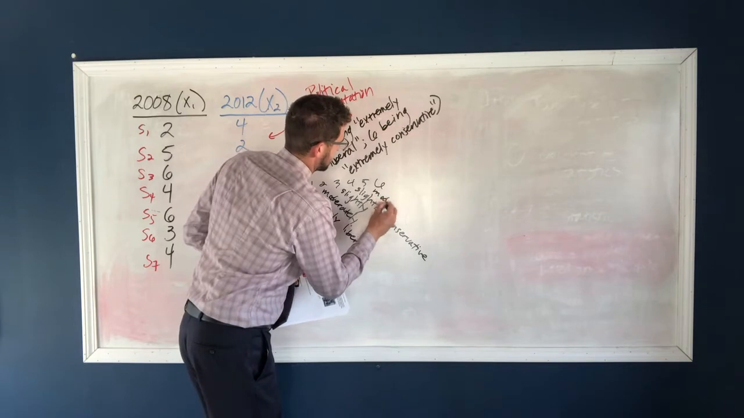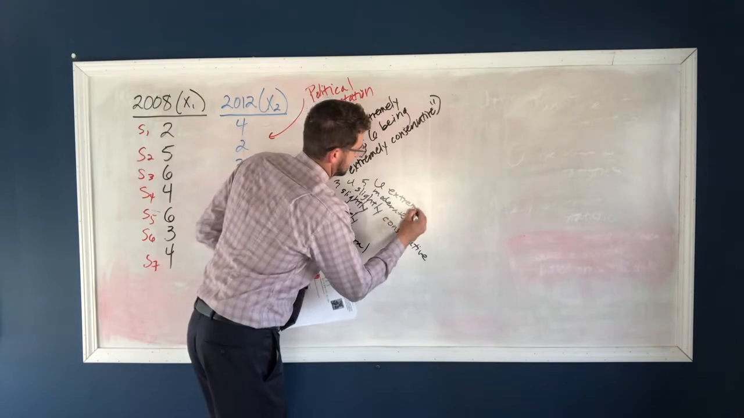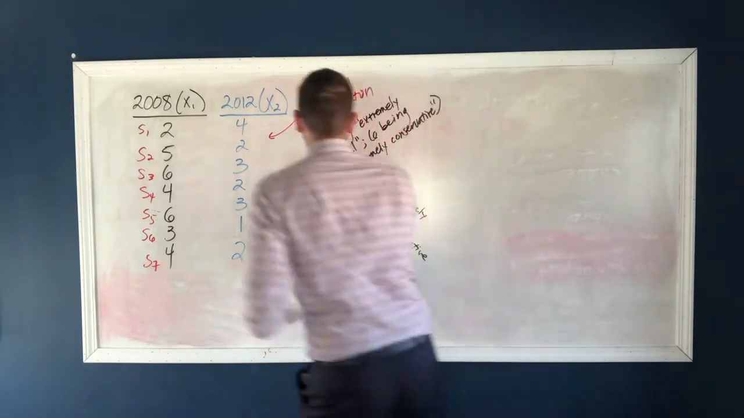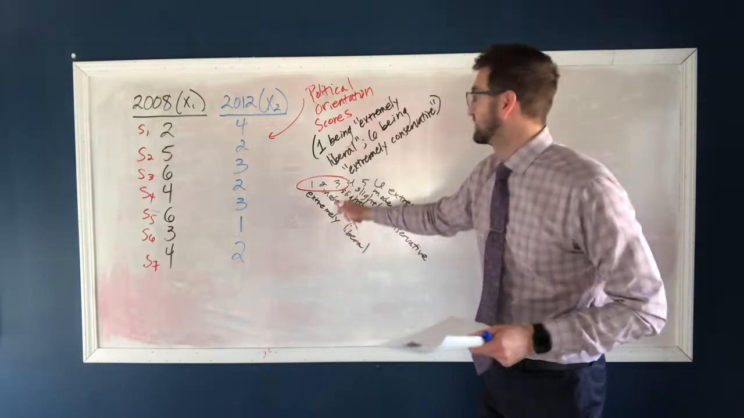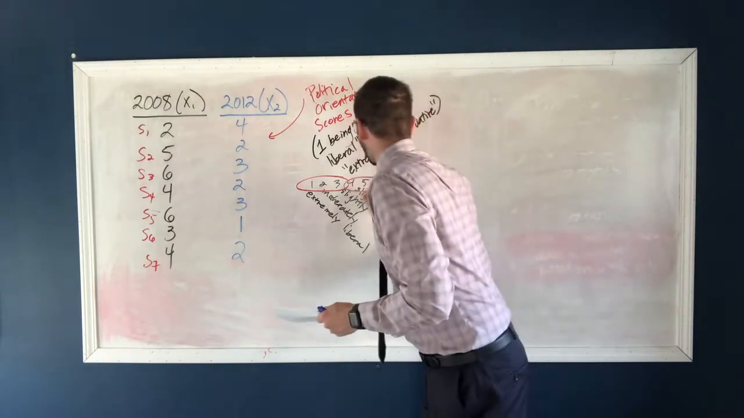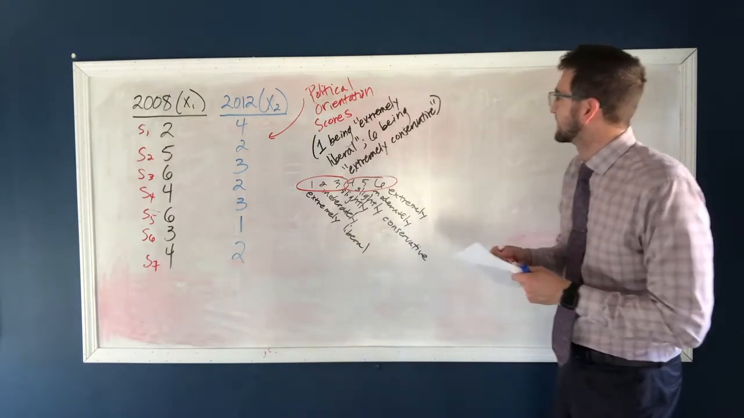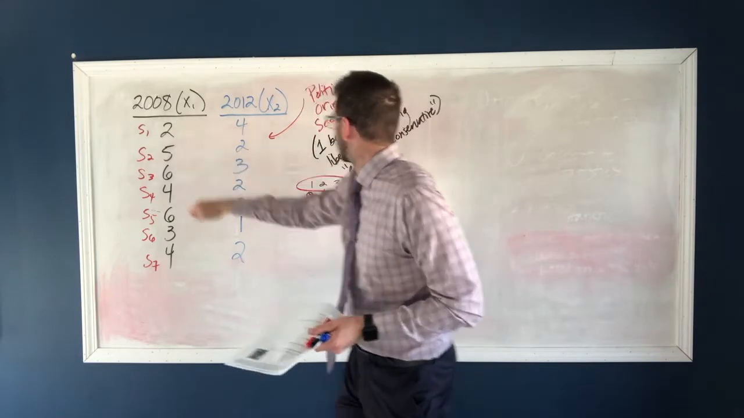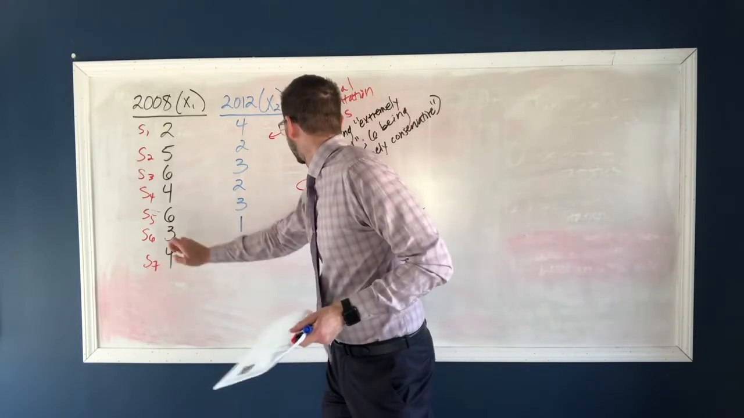5 would be moderately conservative. 6 would be extremely conservative. Okay, so basically it looks like 1 through 3 are liberal, 1 being extremely, 2 being moderately, 3 being slightly, and then 4 through 6 are conservative, 4 being slightly, 5 being moderate, 6 being extremely conservative. Okay, so: liberal, conservative, conservative, conservative, conservative, liberal, conservative.